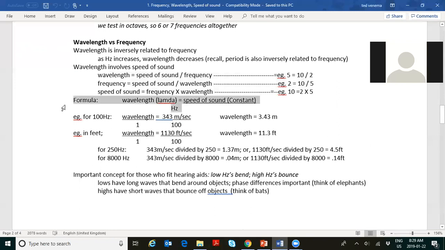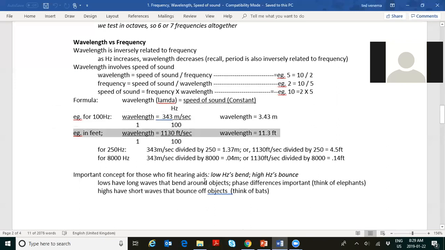There you go. So, for 100 hertz, how long is a 100 hertz sound? How long is that? Well, wavelength equals 340 divided by 100. And you divide that and you'll get 3.43 meters. 3.43 meters. 3.5 yards in length. Whoa, look at this one here.